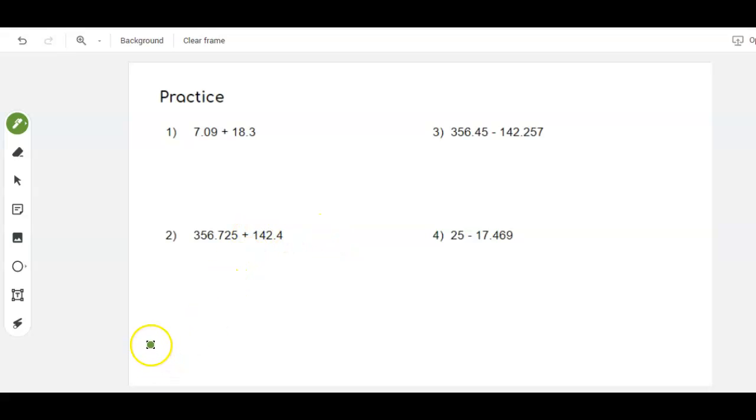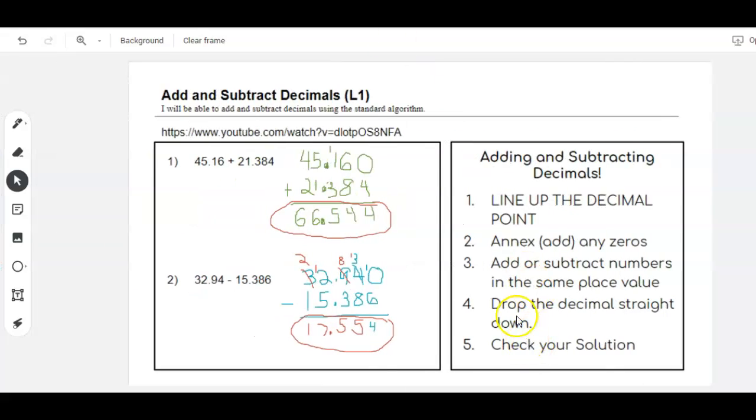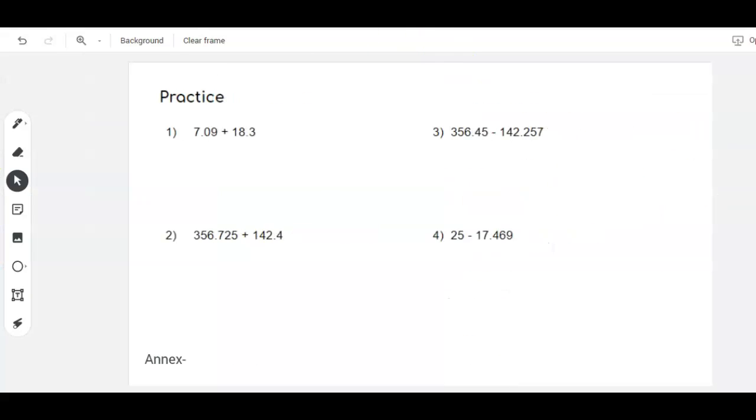Okay? And I would like you down here to type, or to write, wherever you have room on your paper, annex. I want you to tell me what that means in your own words. Okay, and I want to make sure I spelled that right. Yep. Right, I want you to tell me what that means in your own words and then practice, okay?